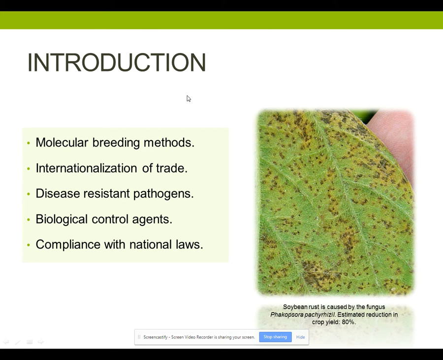Plant containment is required because of modern biotechnology, modern breeding methods, the internationalization of trade, the evolution of disease-resistant pathogens, the development of biological control agents, and the need to comply with national laws and international laws have all contributed to the development of plant containment methods.